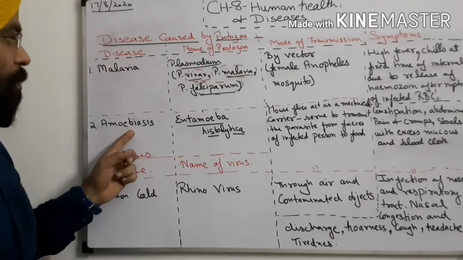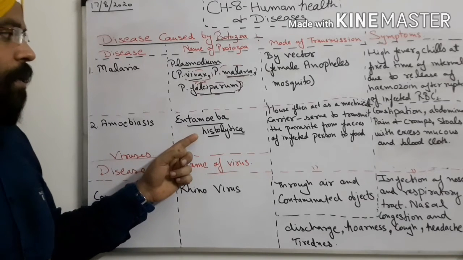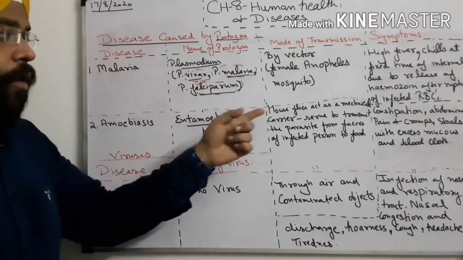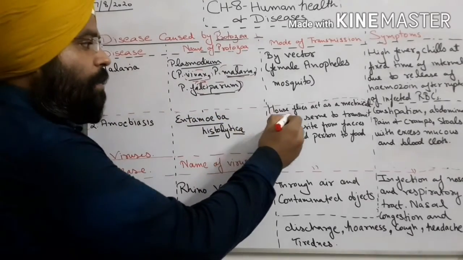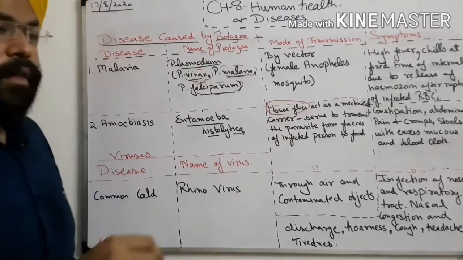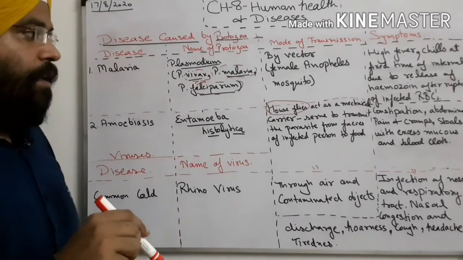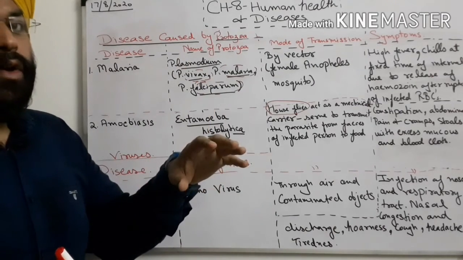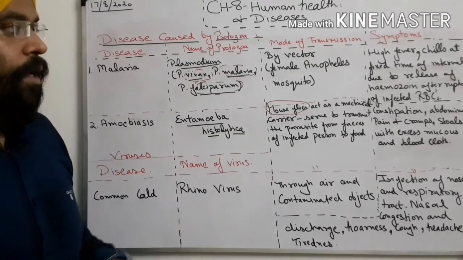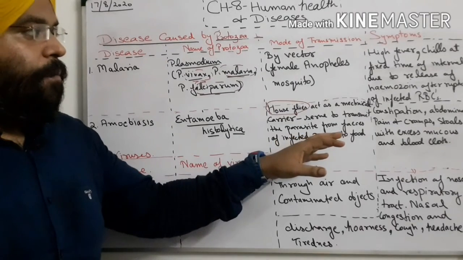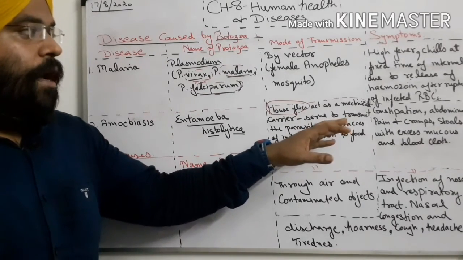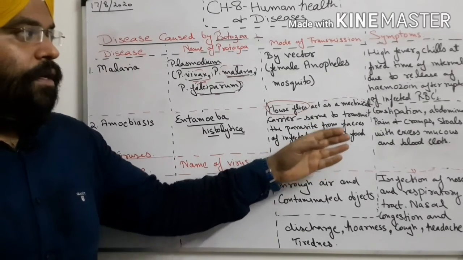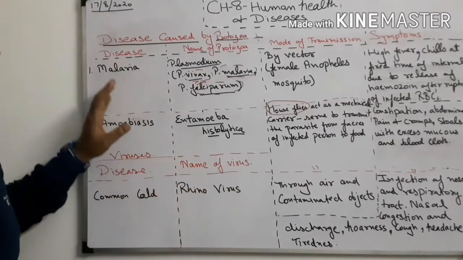And the last one is amoebiasis. It is caused by Entamoeba histolytica, and it's mainly transmitted by house flies, which act as a mechanical carrier. A fly could sit on feces and pick up contamination from there, and transfer it to human food. The symptoms that could happen are constipation, abdominal pain, cramps, and stools with excess mucus and blood clots.